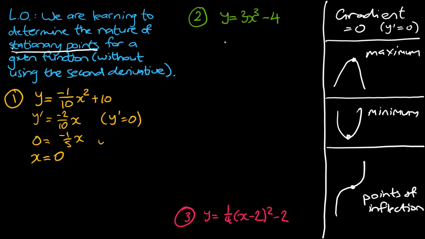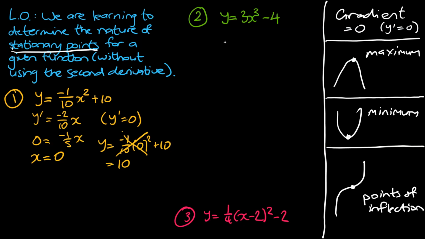So we'll do that over here. So we're going to substitute in the x we just calculated. y is equal to 1/10 of x times 0 squared plus 10. So all of that becomes 0, leaving our y value as 10. And that gives us the coordinate of our stationary point. It will be 0, 10.